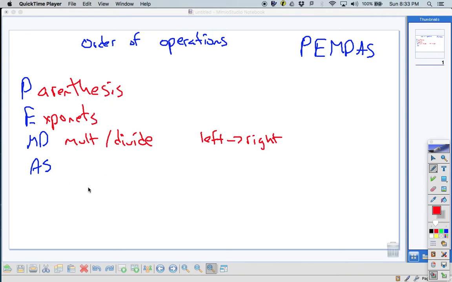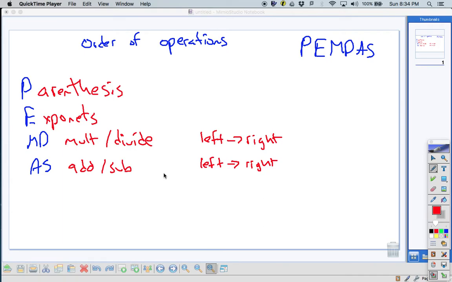And lastly, the A and the S is addition and subtraction. And just like multiply and divide, we do it in any order we see it, from left to right. So it doesn't matter if we see subtraction first then addition, or addition first then subtraction, whichever we see first, as we go from left to right across the problem. And by the time you're done with these 4 steps, you would have solved any order of operations problem, because this is the order that we solve.